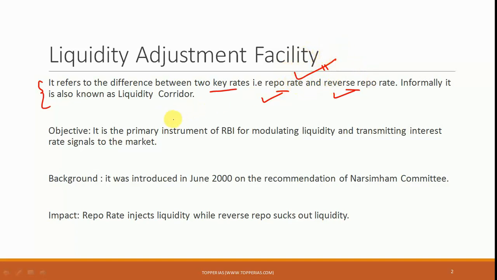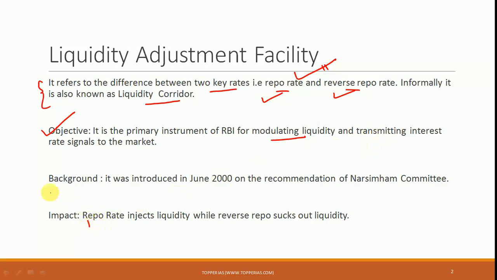Informally, liquidity adjustment facility is also known as the liquidity corridor of a particular economy. So you should know these two concepts. Now the objective here is that it is a primary instrument of RBI for modulating liquidity through the repo as well as the reverse repo. And also repo and reverse repo, as we had discussed in previous videos, are the key factors which transmit interest rate signals to the market. So that is also the objective of the LAF.